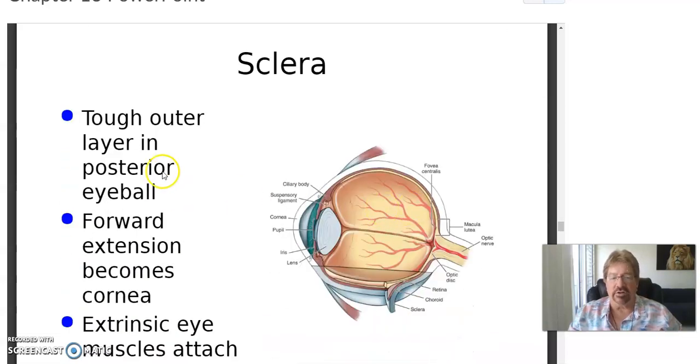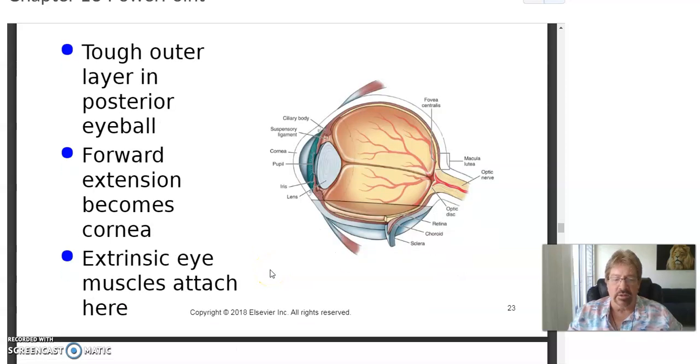The sclera is a tough outer layer in the posterior eyeball. Its forward extension becomes the cornea. Cornea is real important. It's a clear covering over it. But also, guys, the white part of the eyeball is called the sclera too. Extrinsic eye muscles attach here. That's what they're showing here. Pupil is what lets the light in.